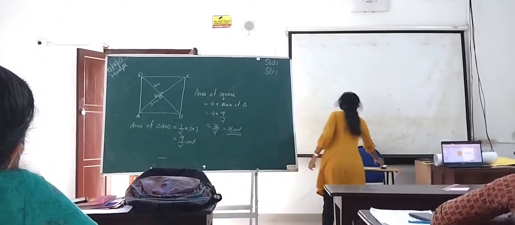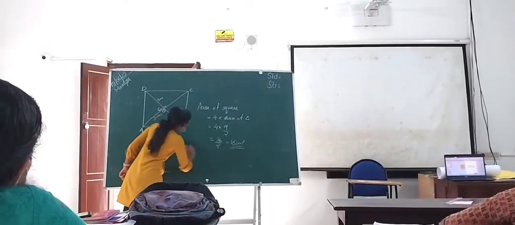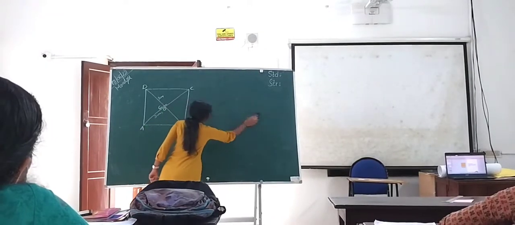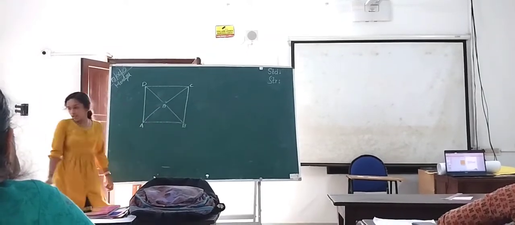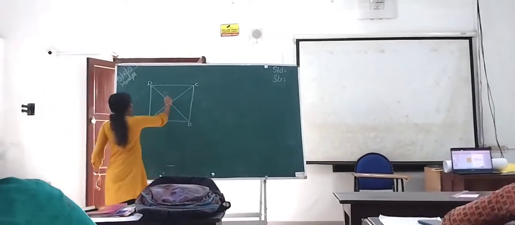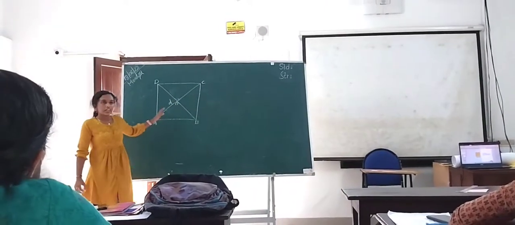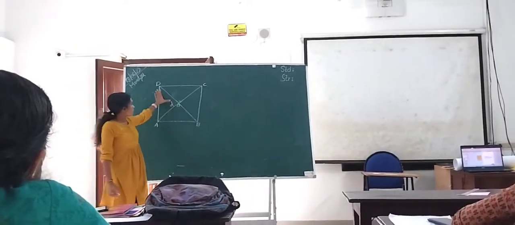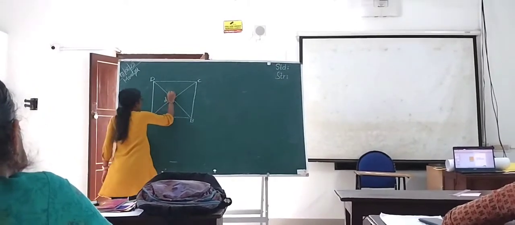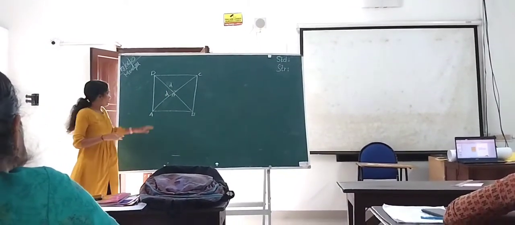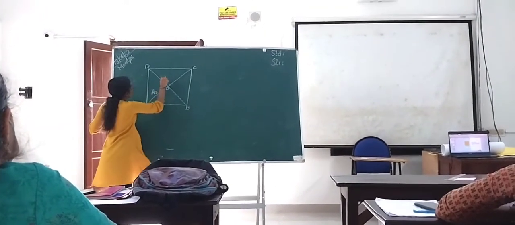That means if you know the diagonals of a square, how will you find the area in simple steps? Suppose the length of the diagonal AC is d. Let the length of the diagonal AC be d. Then what can we say about the length of the diagonal BD? It will also be d. d can be any number. Then what about AO? d by 2. What about DO?